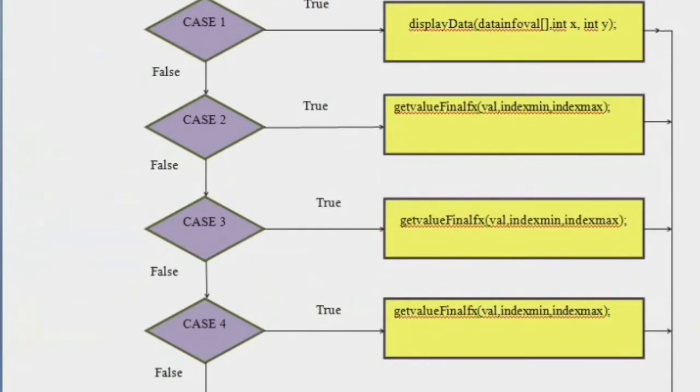If the user selects case 2, which is option number 2, the function get value final fx, with value, index min, index max, will be called. This function will ask the user to key in two integer parameters, which are the minimum value and maximum value. It is used to get the value of final fx in this operation: the standard deviation of the last 100 values of fx, the average of the first 50 and last 50 values of fx, and the highest value of the first 100 values of fx will be calculated.